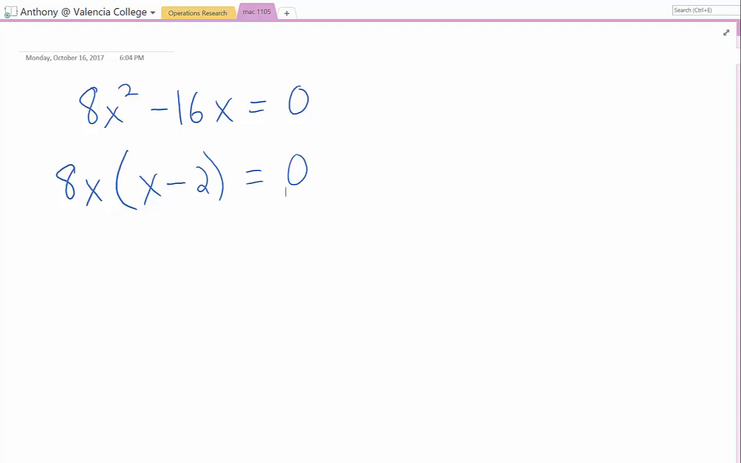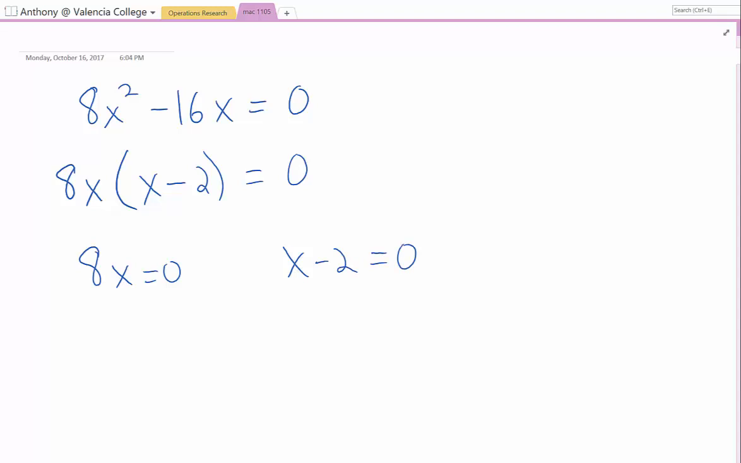Now we take each one of those factors, the 8x and the x minus 2, and we set those equal to 0. Where does this come from? This comes from something called the zero product property. It means if you multiply two things and they equal 0, that means at least one of them has to be 0. So 8x equals 0, and x minus 2 equals 0.